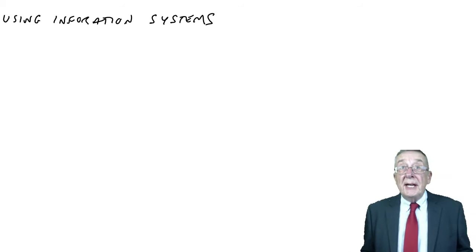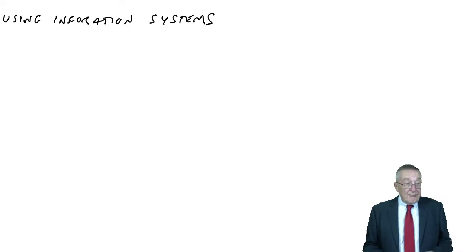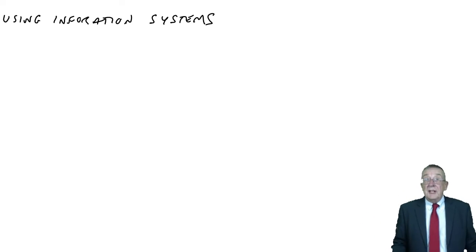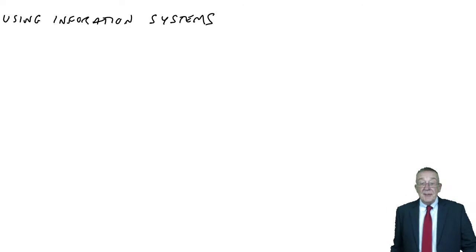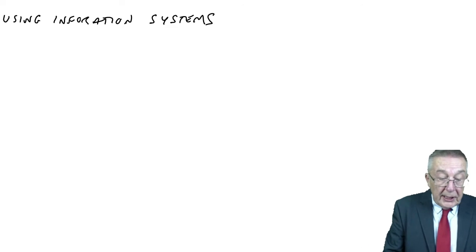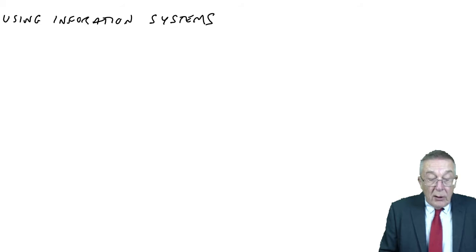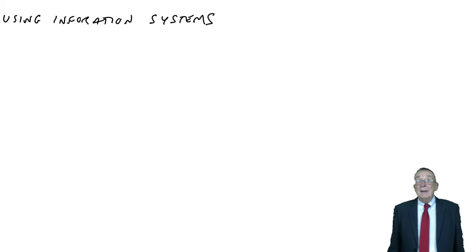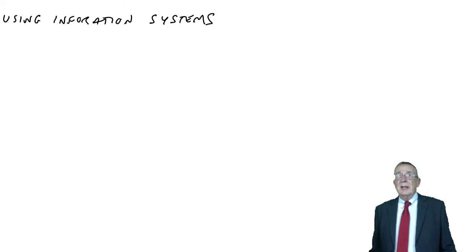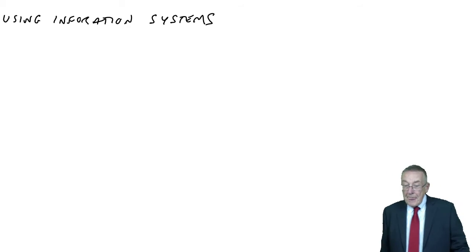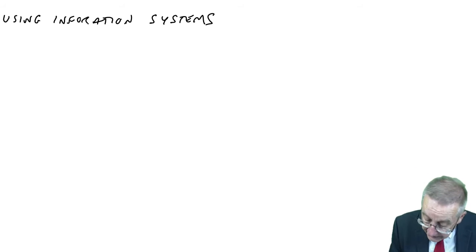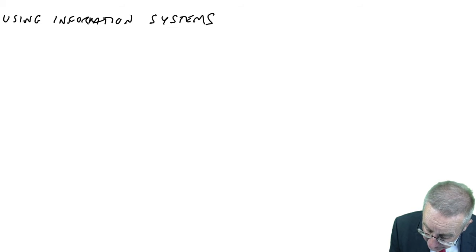This chapter is using information systems. In the previous one, we talked about using computers to produce information for us. In this chapter, we're talking more about what information is needed and the sorts of software or systems that are available. I've just realised I can't spell information. There's an M. Oops. There we go.